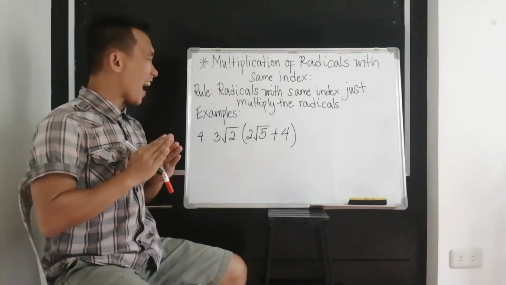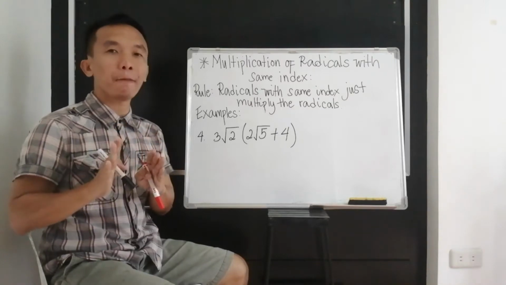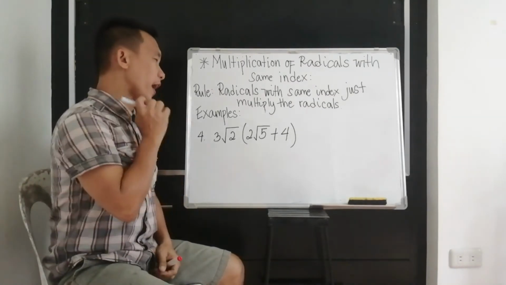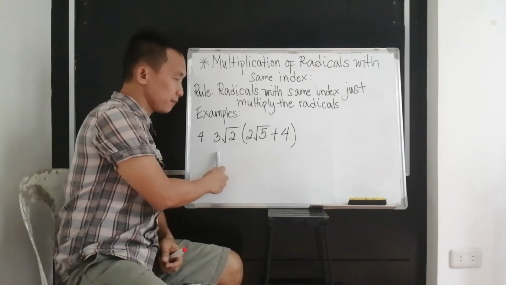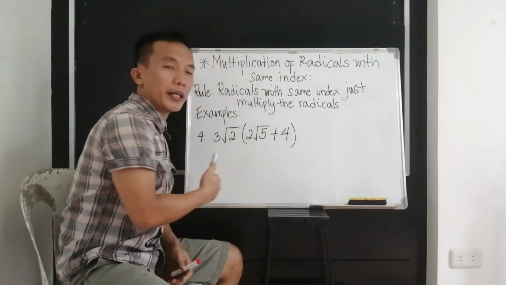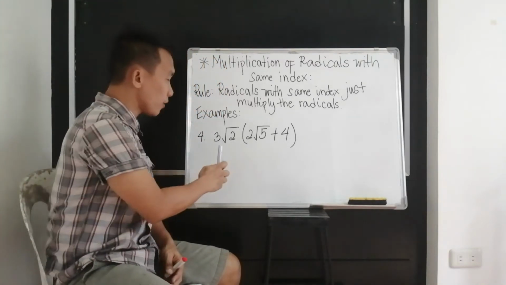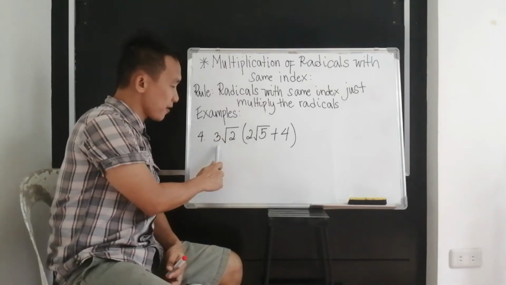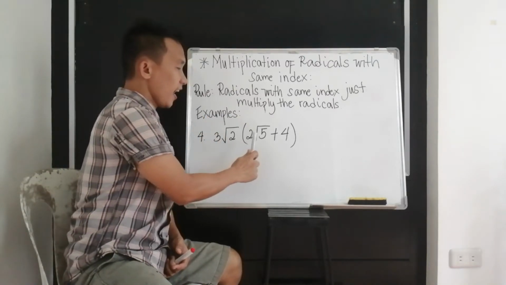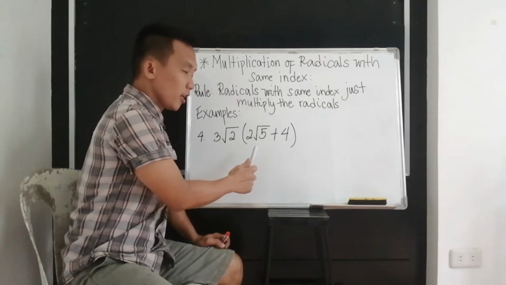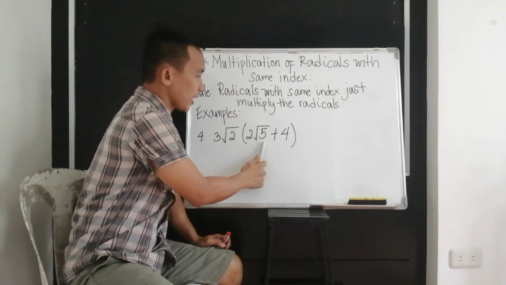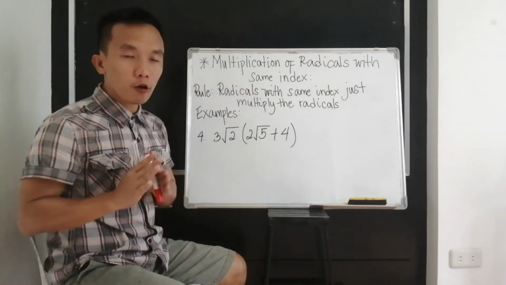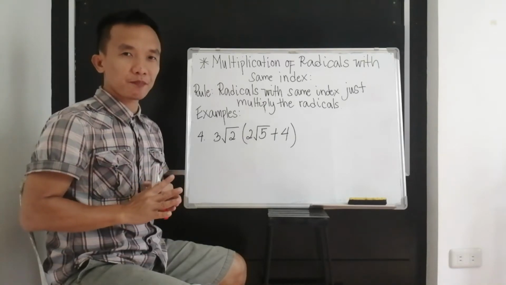So now let us have our fourth example. What if you are given a monomial term multiplied by a binomial term? Our monomial term contains a number and a radical, and our binomial term contains a number and a radical and a number. How are you going to solve this one?